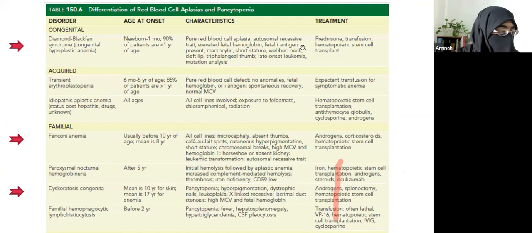Okay, so this table shows the different genetic disorders that can cause aplastic anemia. And apart from symptoms of pancytopenia, each of these disorders has certain characteristic physical stigmata, which you can recognize them by. So you can read them later. They are listed here, okay?